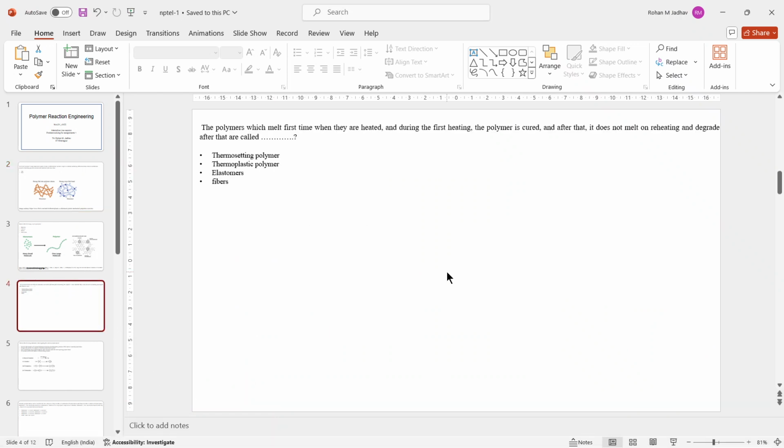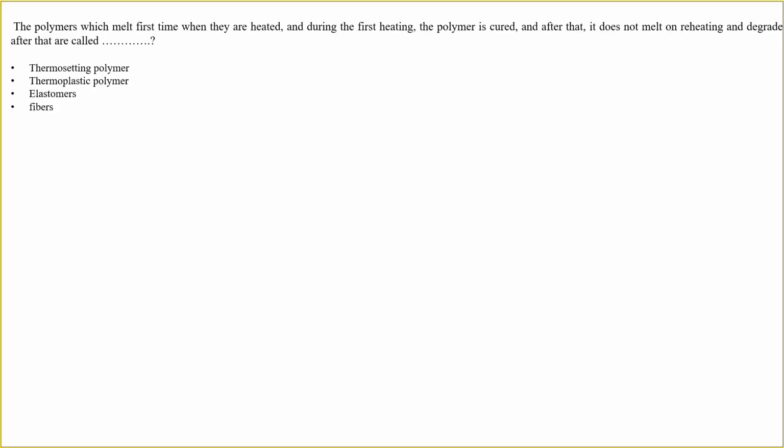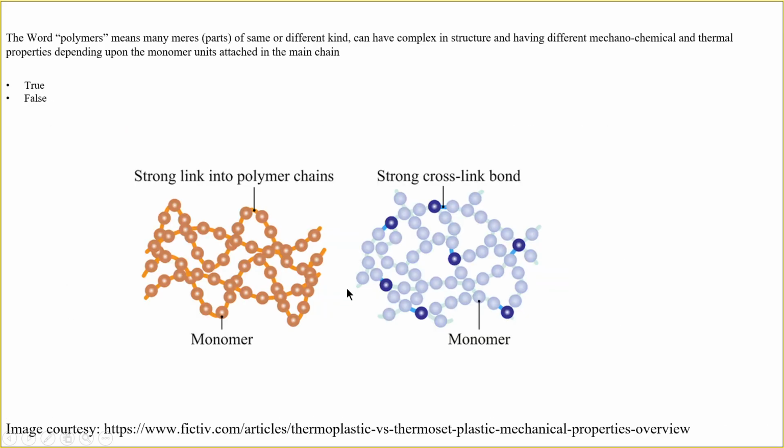So right now I was on the third question, that is, the polymers which melt the first time when they are heated, and during the first heating the polymer is cured. After that it does not melt on reheating and degrades. What are they called? This is the main criterion for differentiating between thermosetting and thermoplastic polymers. Thermoplastic polymers are polymers which do not have cross-links between their individual polymer chains, and when you heat them, the polymer chains are free to move around, and once they move around quite a bit at higher temperatures, they form the molten polymer. Whereas in thermosetting polymers, once you cure them, that is right here written as polymer is cured, they form strong cross-link bonds, such as these dark blue circles in this example right here.